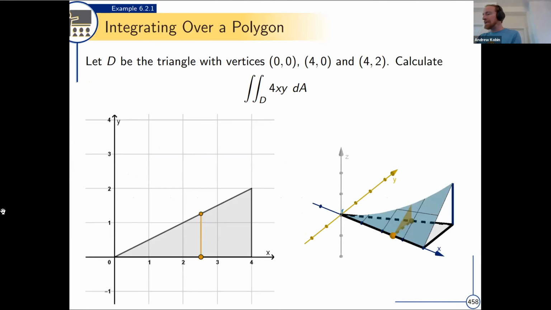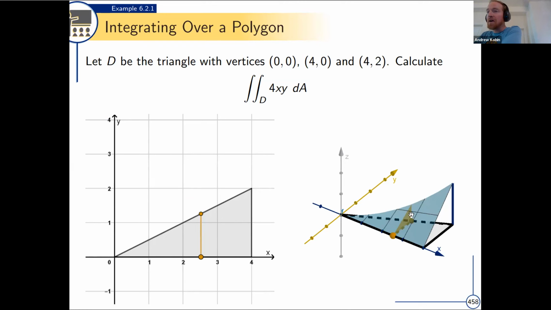All right, so to warm up and to really do our first practice problem that's not a rectangular area in the xy plane, let's take D to be the region shown on the left picture, the triangle with these three vertices in the xy plane. And let's try to compute a double integral over this region of the multivariable function 4 times x times y. There's a three-dimensional rendering of this shown on the bottom right.